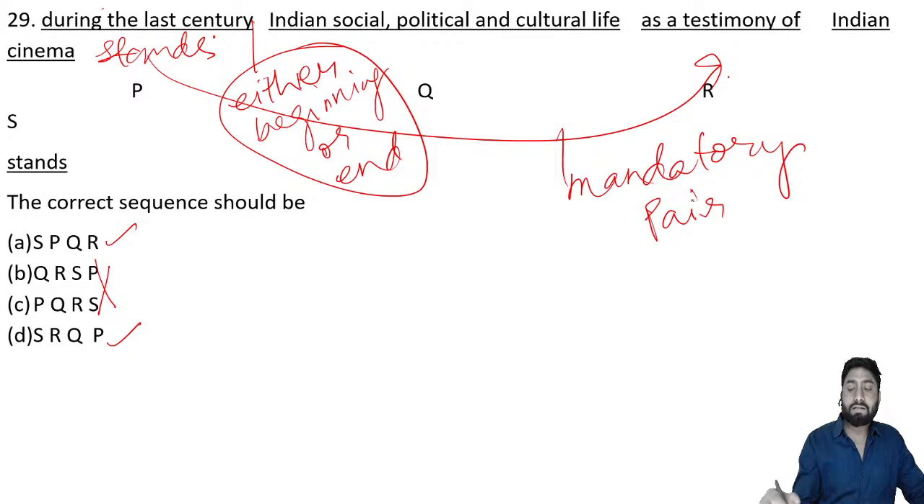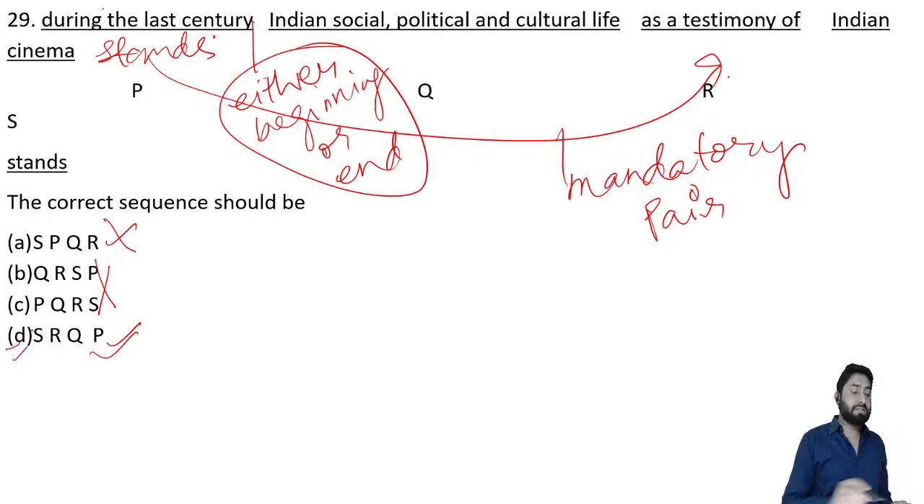ये और किसी के साथ नहीं जाएगा. Indian cinema stands as a testimony of. So इसमें हमारे पास ऑप्शन कौन सा बचा? We have S and R. So S के साथ R we have only one. This also will be eliminated. So D is the answer here. S R and Q P.